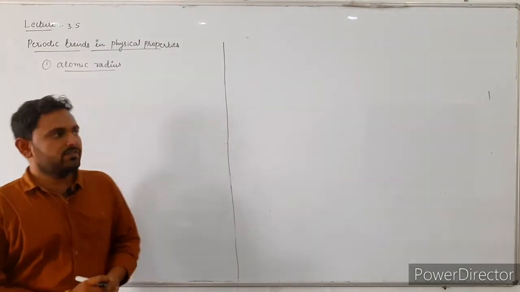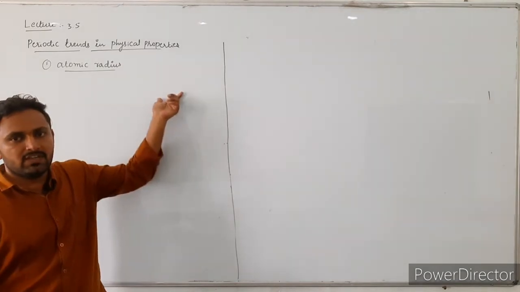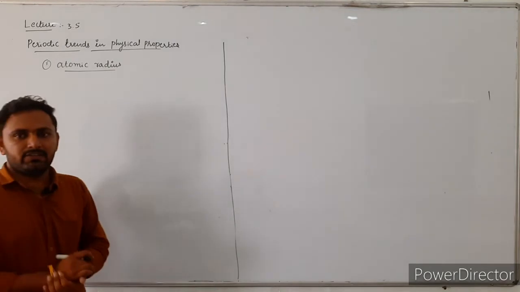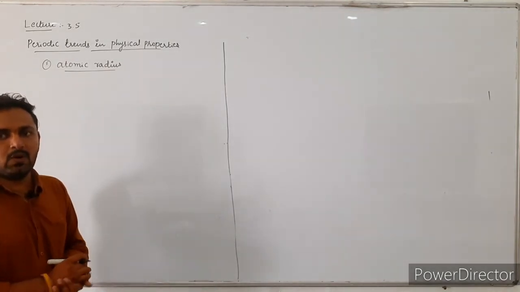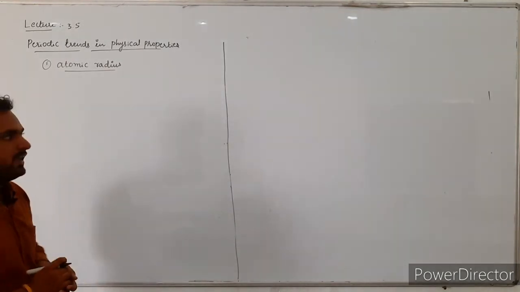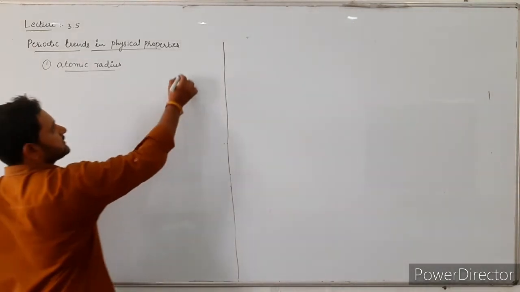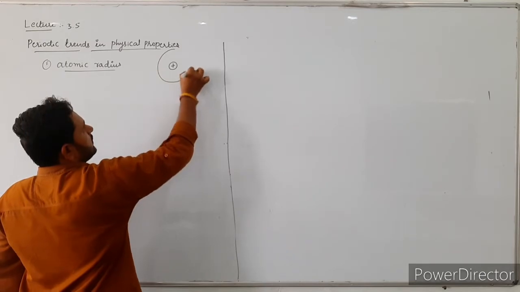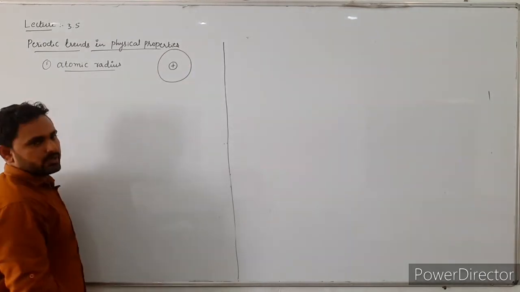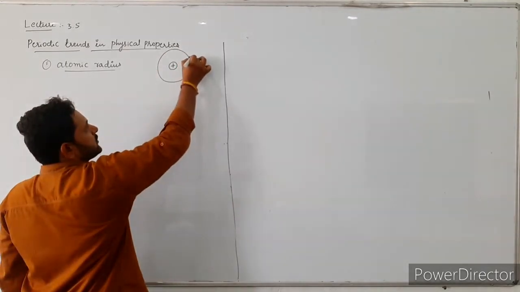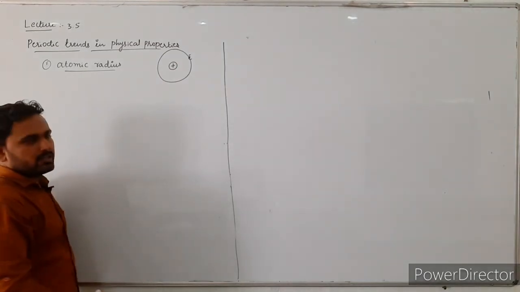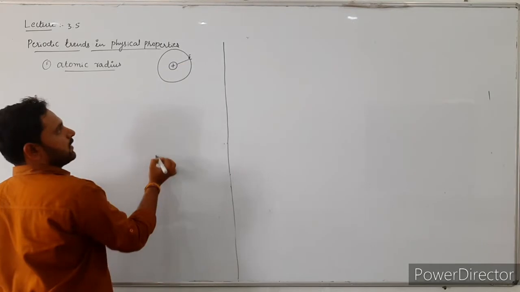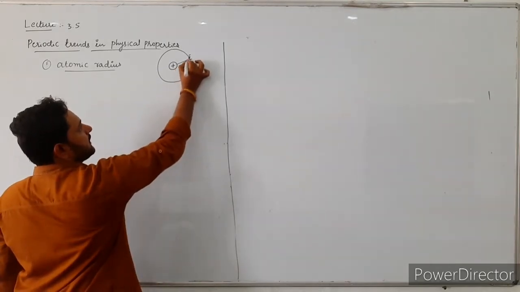Now let us discuss physical properties one by one. The first one is atomic radius. What is atomic radius? The distance from the center of the nucleus to the outermost shell of the electron is called atomic radius. This is the nucleus. This is the outermost shell electron. The distance from the center of the nucleus to the outermost shell electron is called atomic radius.